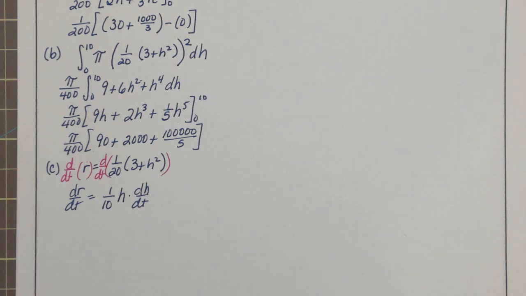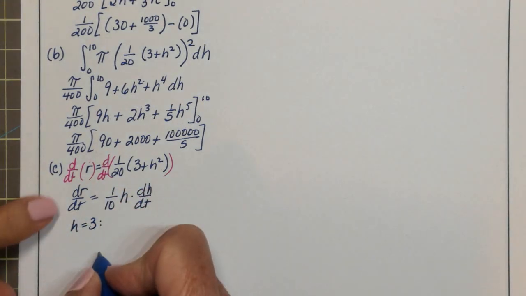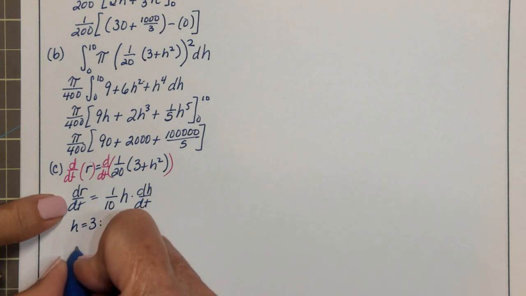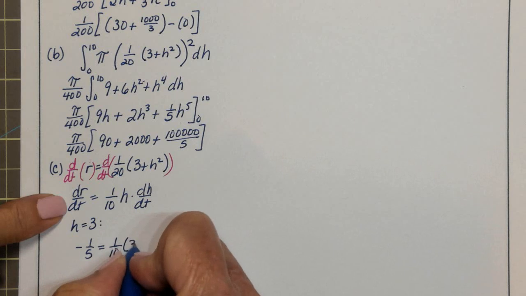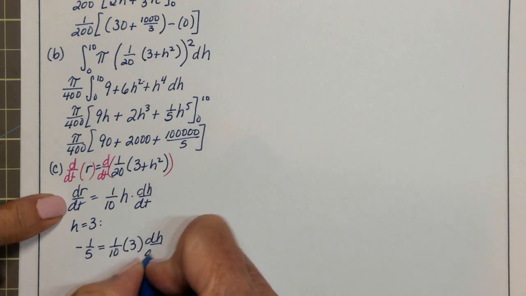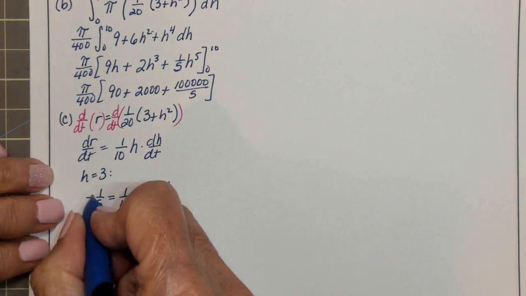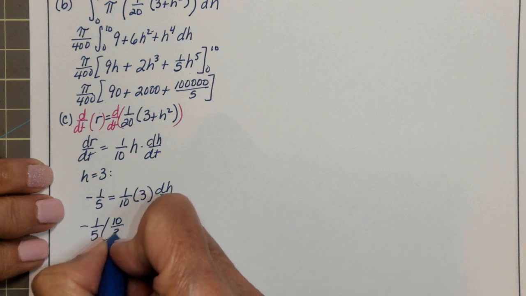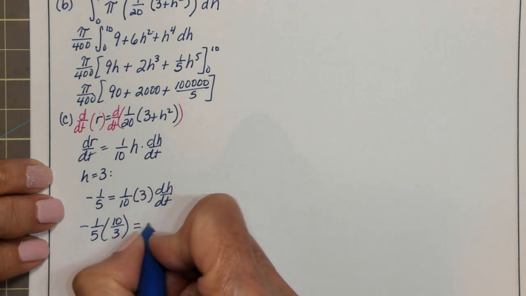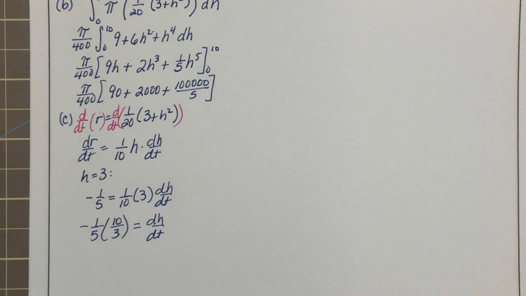Now plug in our values. I want h to be 3. dr/dt they gave me was negative 1/5. So I'm just going to solve for dh/dt. I'm multiplying both sides by 10, dividing both sides by 3, and I'm done.